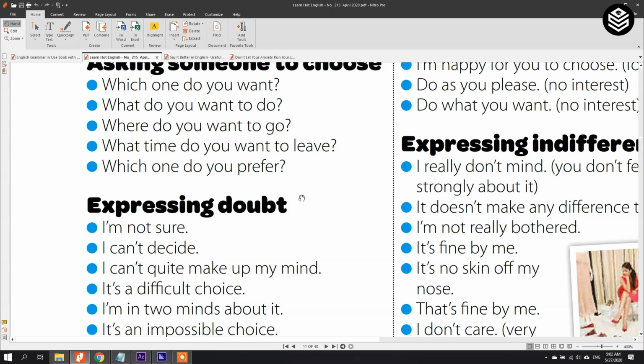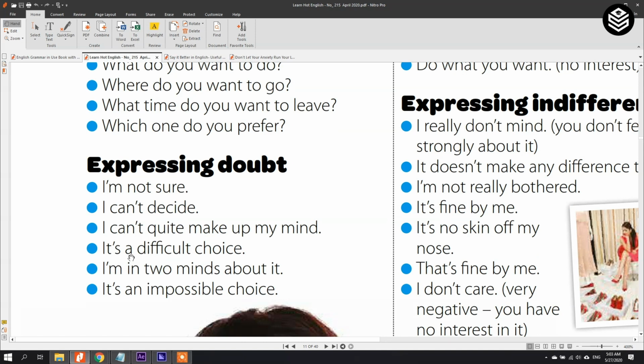Okay. The third one, I can't quite make up my mind. It means I couldn't decide. I can't decide. There are so many ways. The answer is simple doubt, expressing your doubt or being unsure. Okay, you cannot decide. The third one, I can't quite make up my mind.